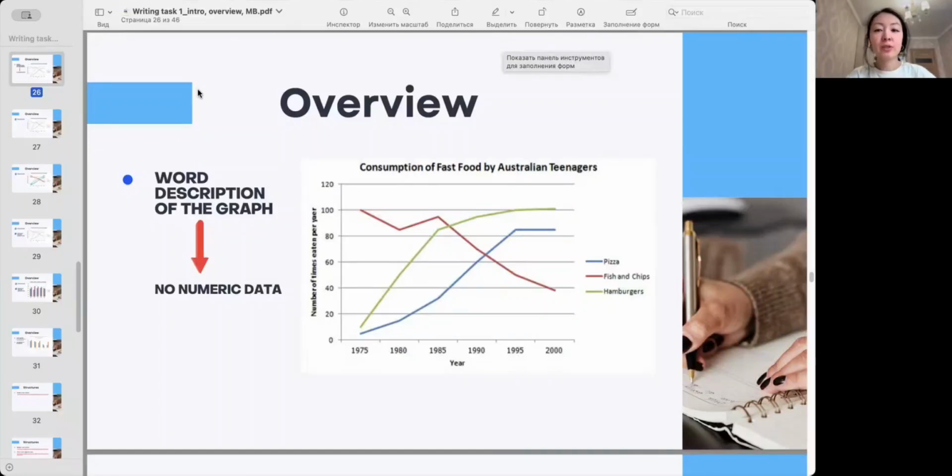Hello, everyone. Today we are going to talk about the overview. In the previous lesson, we talked about the introduction, and I told you that you should mention the type, the title, the time frame, the legend, all these measurements, and all these things in the introduction. Then we give the overview.